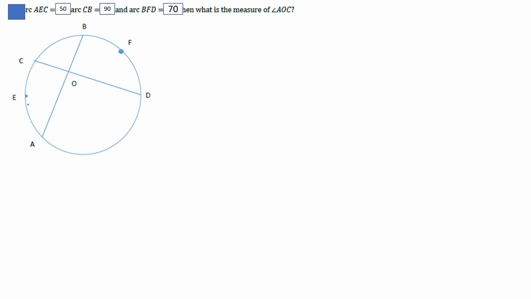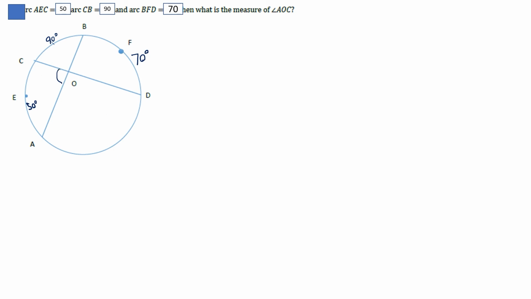So AEC is 50 degrees. These are all degrees. I just had to block out the other numbers. 50 degrees right here. CB is 90 degrees. And BFD is 70 degrees. What is the measure of AOC? So that is AOC, this angle.